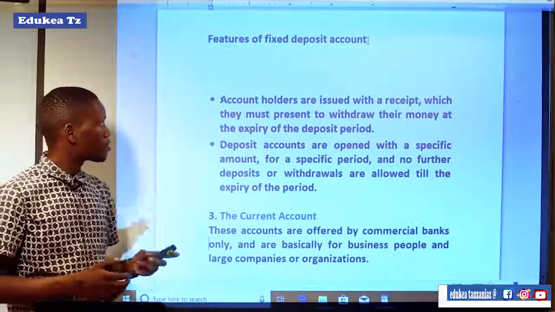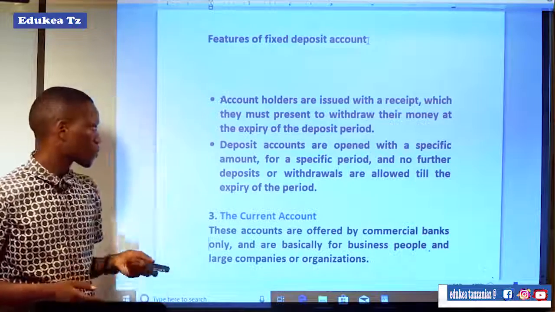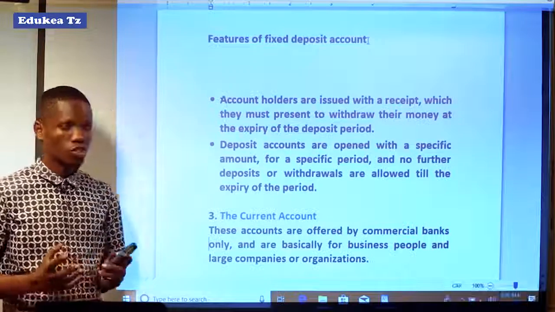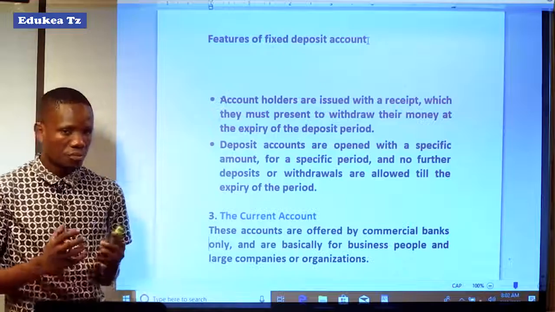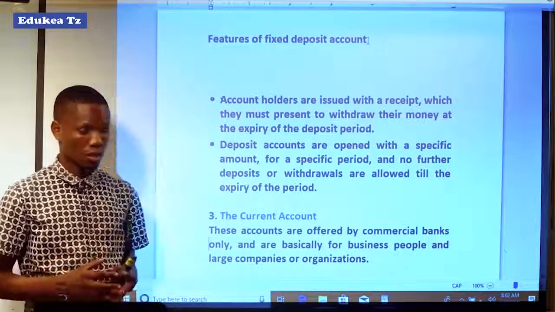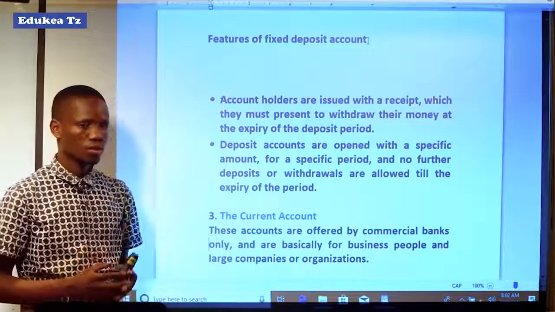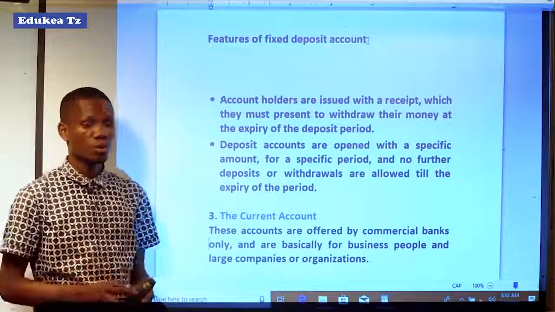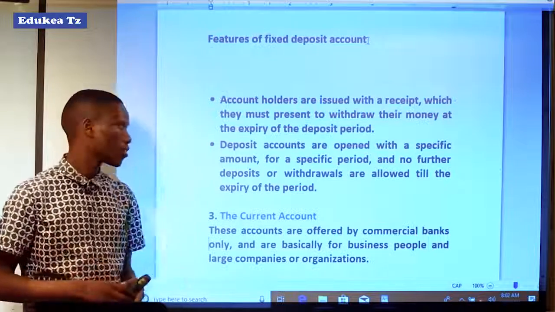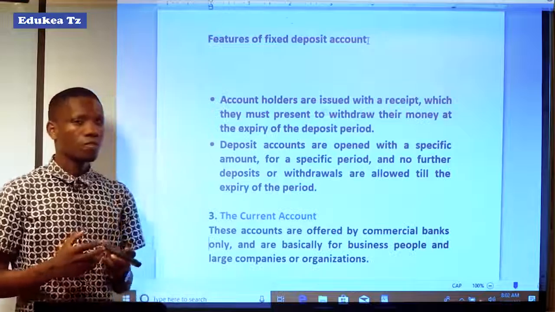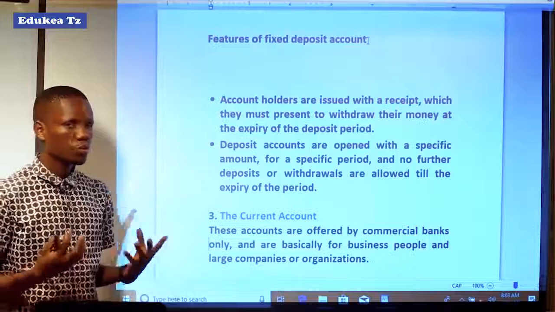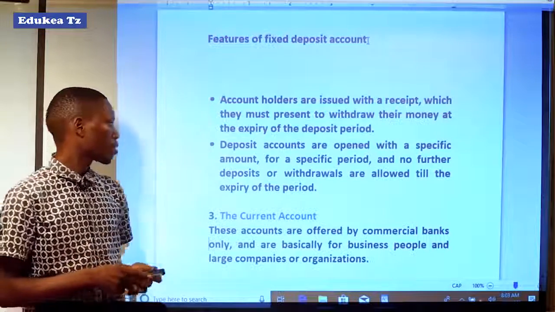The next feature of the fixed deposit account is that the deposit accounts are opened with a specific amount. It means there is a specific amount that is deposited by the account holders. It means a known amount. If 100,000 Tanzania shillings or 50,000 Tanzania shillings are being deposited, it means they have to be known.